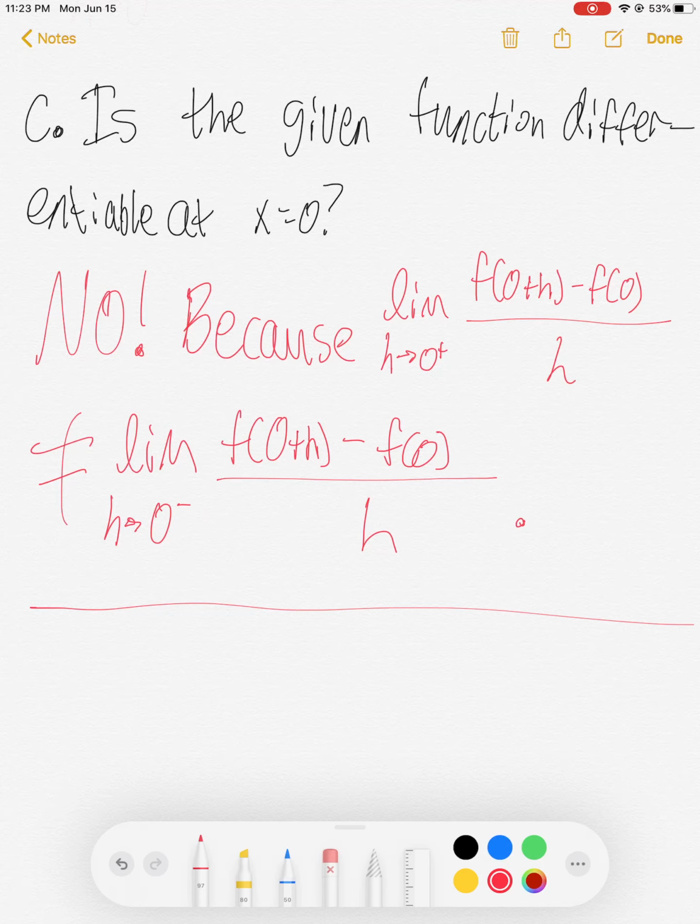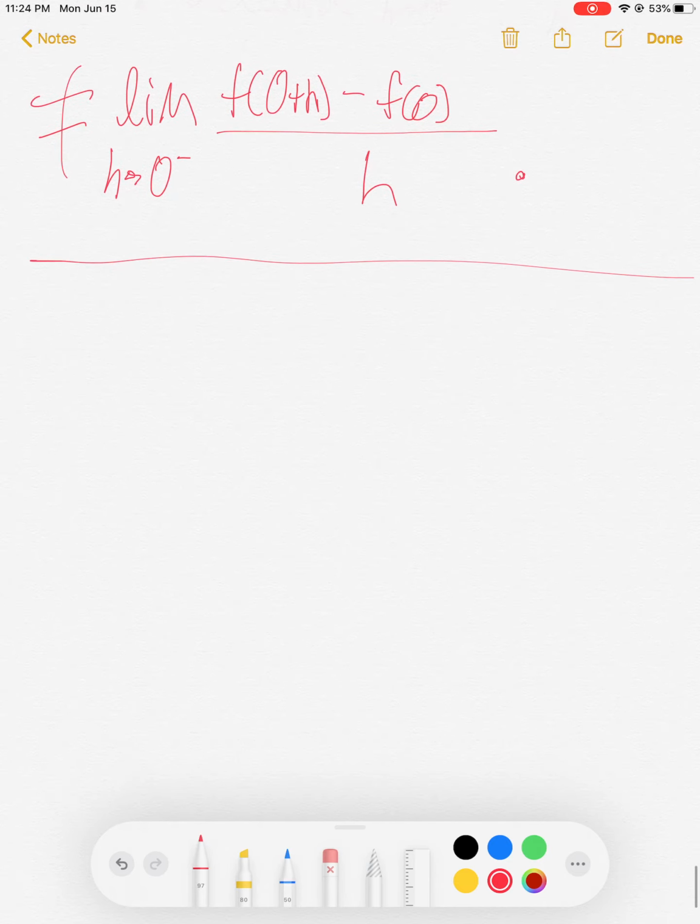That's because for it to be differentiable, this limit as we approach 0 would have to exist, and the limit does not exist if we get two different things whenever we approach from the left and the right.